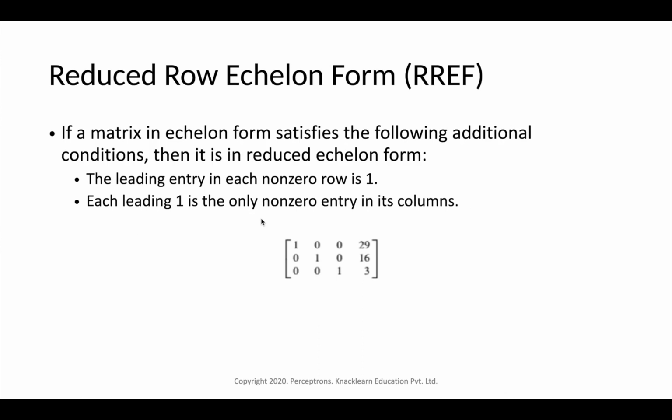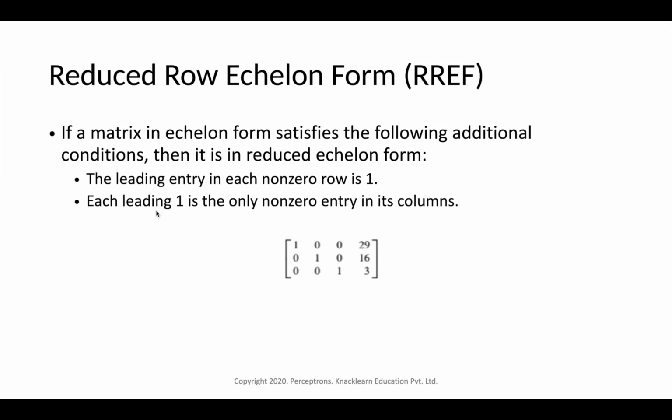Next is reduced row echelon form. If a matrix in echelon form satisfies the following conditions, then it is in reduced row echelon form. It has to satisfy these two conditions. The first one is that the leading entry in each non-zero row is 1. That means all the leading entries should be 1, that is, the pivot element should be 1.